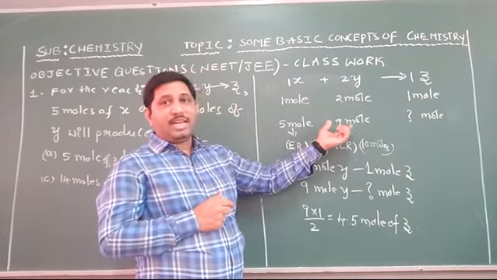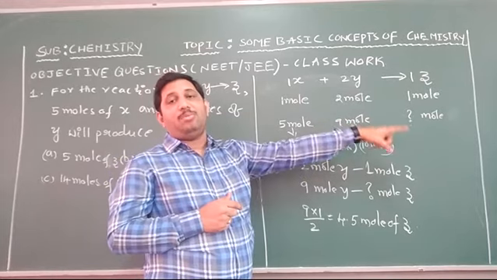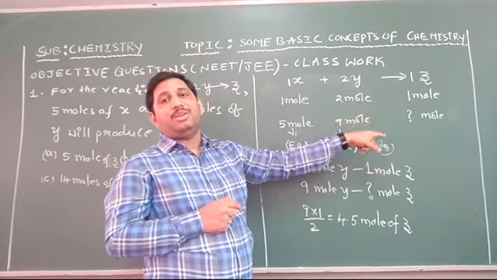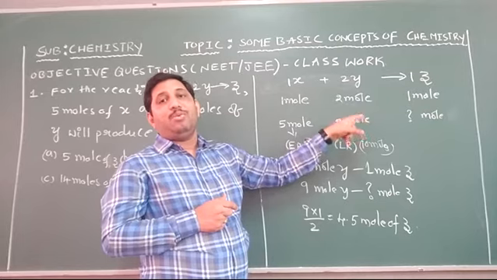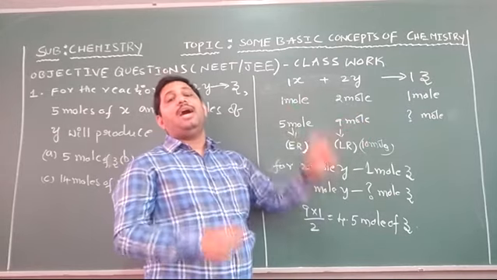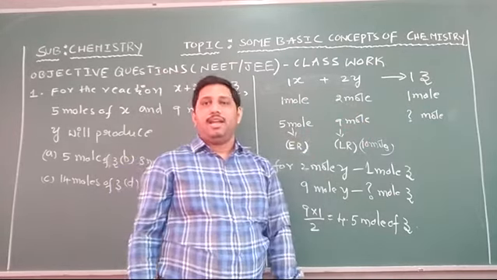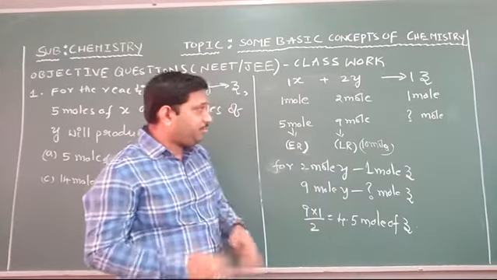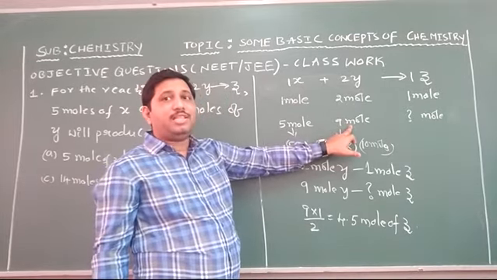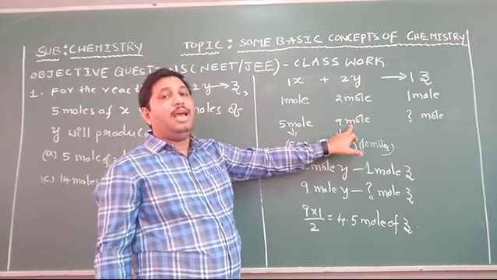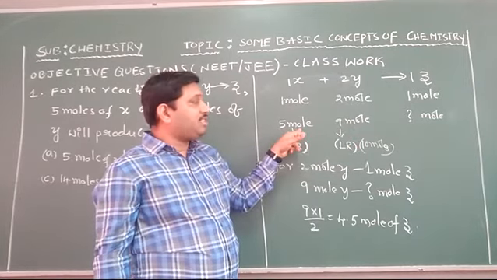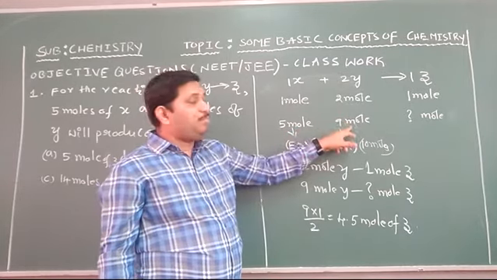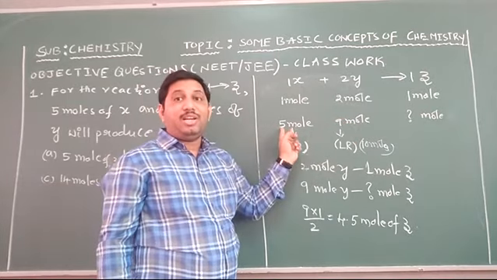Once the reactant Y is completed, the product formation does not take place because Y is not present to react with the reactant X. Therefore, students, here 9 moles of Y is the limiting reactant. 5 moles of X is the excess reactant. It is not completely consumed.